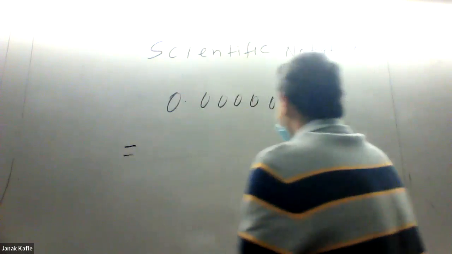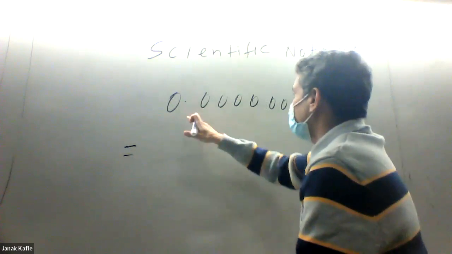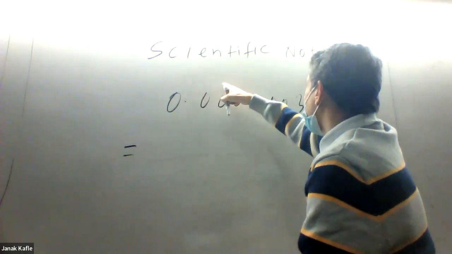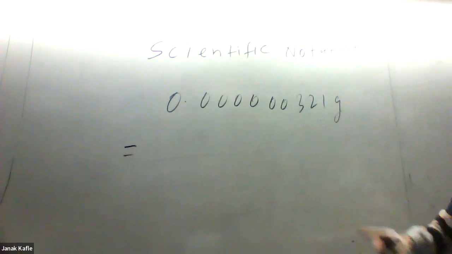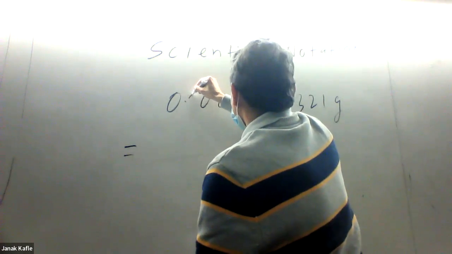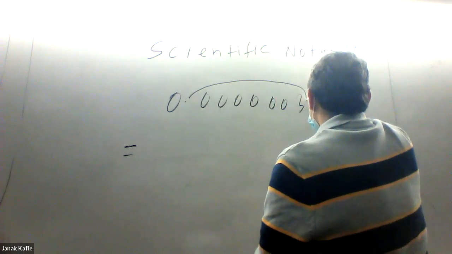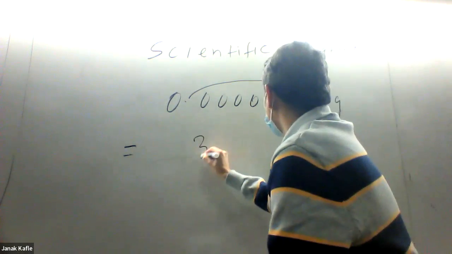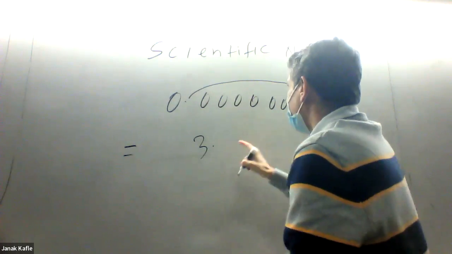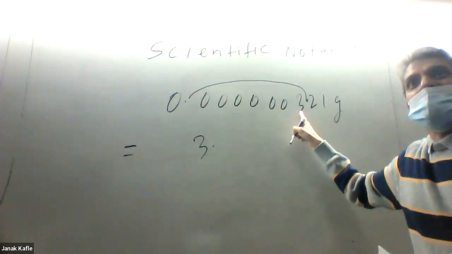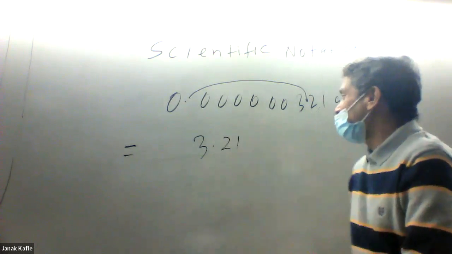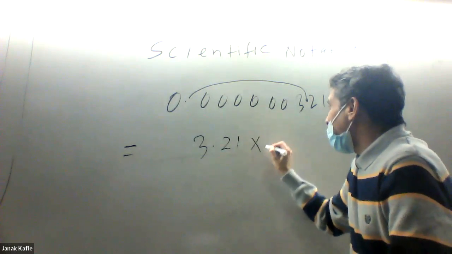So if these are small numbers like this, what they do is they go back and reach a number like this. So from here they reach a number and just go behind that number. Make sense? So now what is this one? 3 point. They put this decimal right there, just after the first number. All the rest are zero. So 3.21, and then they write multiply 10 to the power.